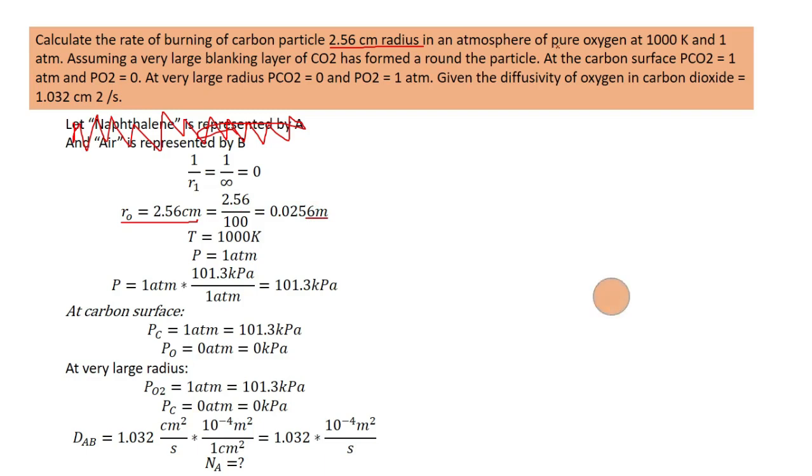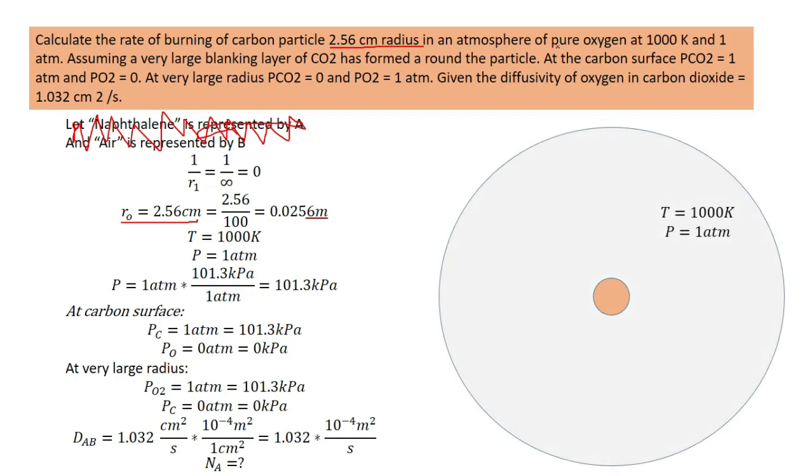So you have a carbon particle in an atmosphere of pure oxygen. Let's say this is the carbon particle, placed in an atmosphere of pure oxygen at a temperature of 1000 Kelvin and a pressure of 1 atm, assuming a very large blanket of CO2 has formed around the particle. You know that when carbon reacts with oxygen, it forms CO2. As this reaction is carried out, a blanket of CO2 is formed around this carbon element.